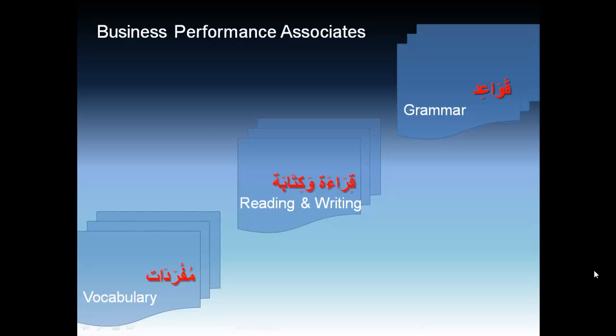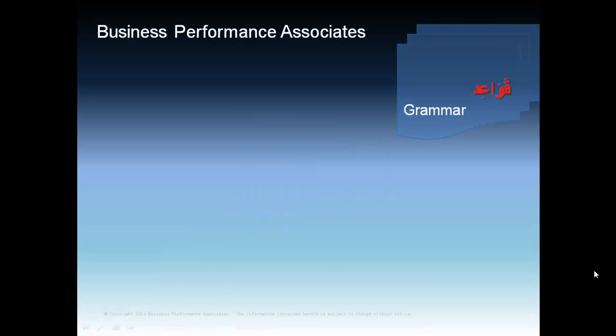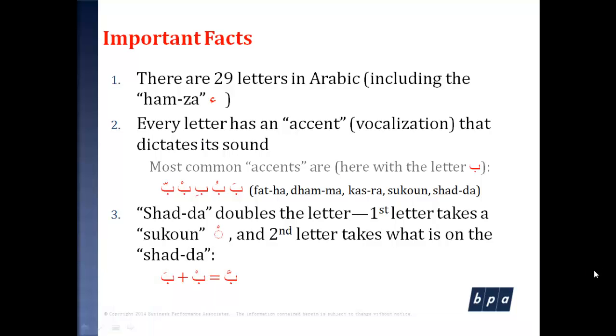The lesson includes three distinct sections: grammar or qawaid, reading and writing, qira'a wa kitaba, and vocabulary, which is mufradat. So let's learn some basics in grammar. There are 29 letters in the Arabic alphabet, including the Hamza. In some old references, the Hamza is combined with the Alif and they refer to only 28 letters.